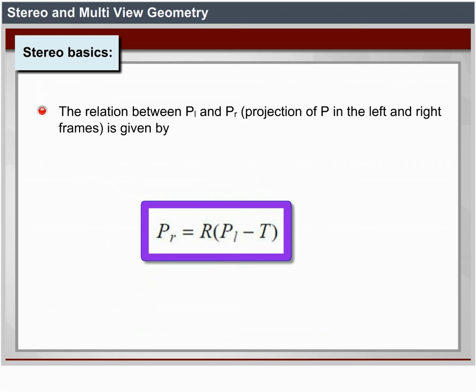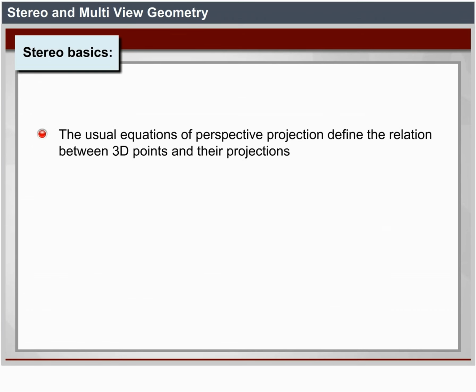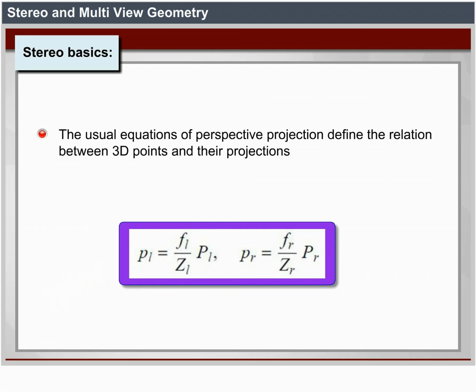The usual equations of perspective projection define the relation between 3D points and their projections. pL equals FL by ZL into PL. pR equals FR by ZR into PR.